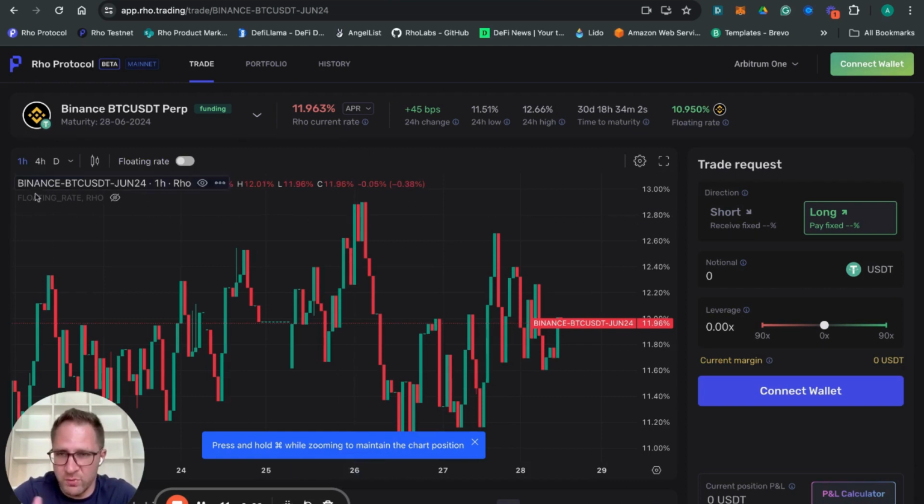So the biggest component of the screen is obviously the chart. As you can see, we're looking at a particular market. I will explain what market is that, but just a heads up, this is a Binance BTC USDT perp funding rate. We'll go through specifics of the rate later. You can see that the rate fluctuates quite a bit. And for example, this is an hourly chart.